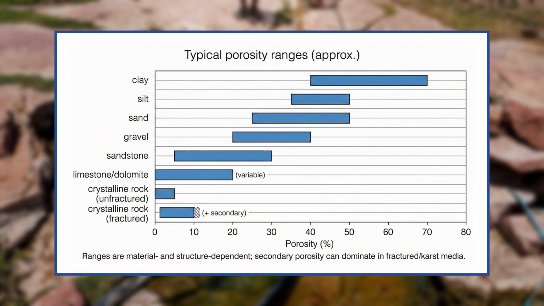Clays typically have a very high porosity, up to 40 to 70%, whereas sand and gravels range from 25% to 50%. Crystalline rocks such as granites have very low primary porosities, often less than 2%, unless fractured.